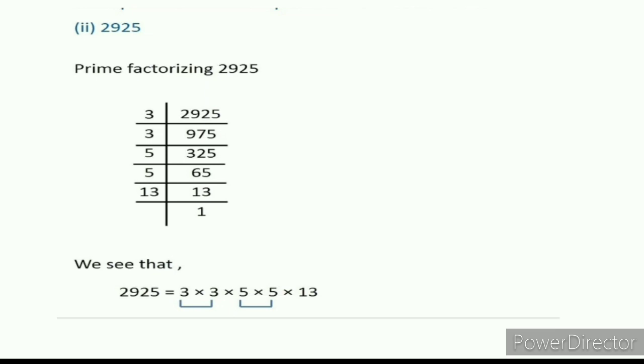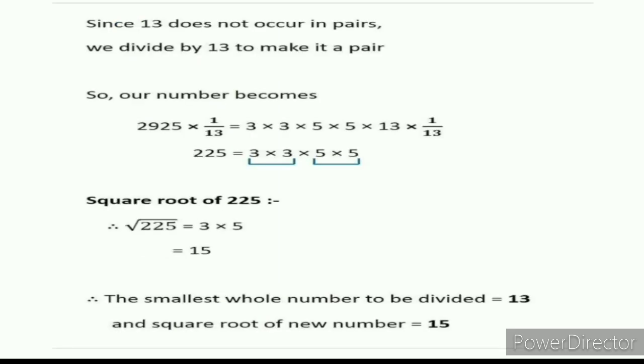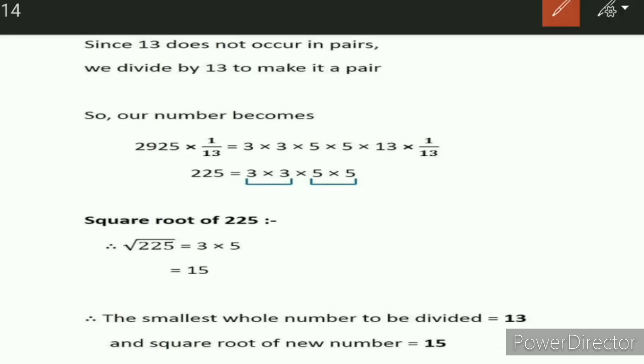Next number, second number 2925. Find the factors. And here 13 is single. So both the sides, what should we do? We should divide by 13. That is, you write in the form of a fraction, that is 1 by 13. If you cancel 13 and 2925, you will get 225. Here 13 and 13 cancel. Yeah, 225 is a perfect square. Its square root is 15. Therefore, the smallest whole number to be divided is 13 and the square root is 15. Yeah, copy down.